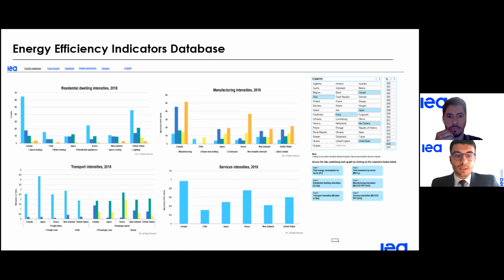Sorry for the confusion. Here what we can see is an example of the database, the visual tool I was talking about. Here we can see the comparison of different intensities like transport, services, residential across different countries. We encourage you to have a look at this at the website. And of course, we hope to include South Africa very soon. Next slide, please.